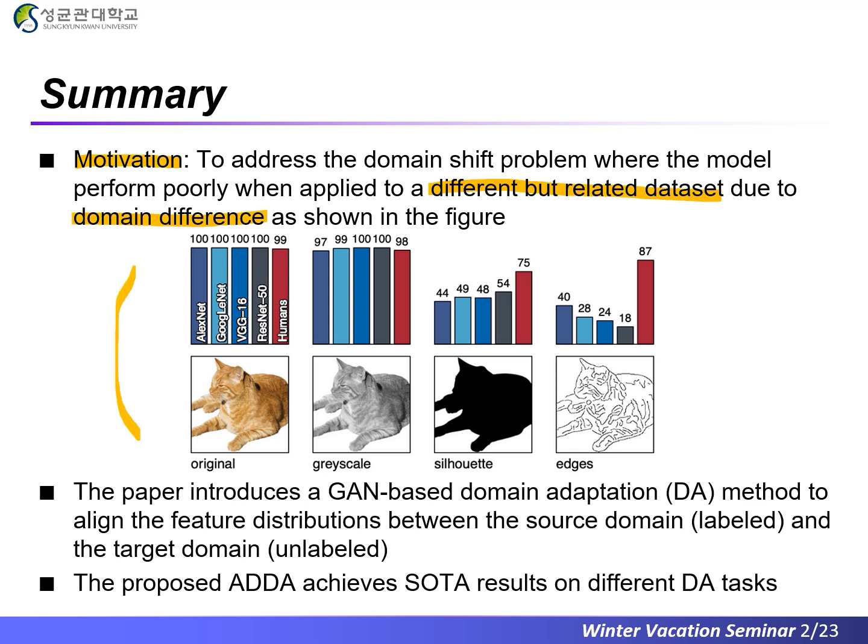Key contribution. The paper proposes ADDA, Adversarial Discriminative Domain Adaptation, a GAN-based domain adaptation (DA) method. It aligns feature distributions between a labeled source domain and an unlabeled target domain using adversarial training. Unlike previous methods, ADDA trains a separate target encoder, improving flexibility and adaptation.